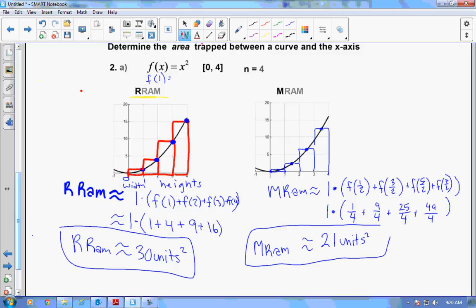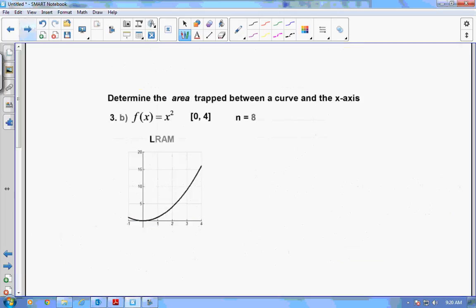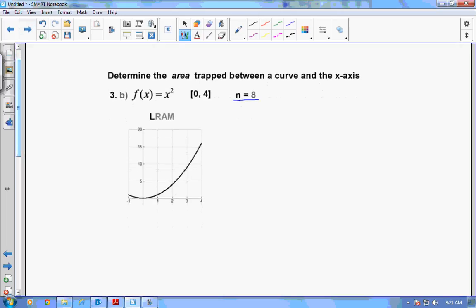That was number 2. Flip it to number 3. And like we've already mentioned, the more rectangles we get, the closer we get to the actual area. So now we're doing 8 rectangles from 0 to 4. So Claudia, how wide should these rectangles be if we're on the closed interval 0 to 4, and we're going to put in 8 rectangles? 0.5, exactly. So 4 divided by 8 tells you the width will be a half.